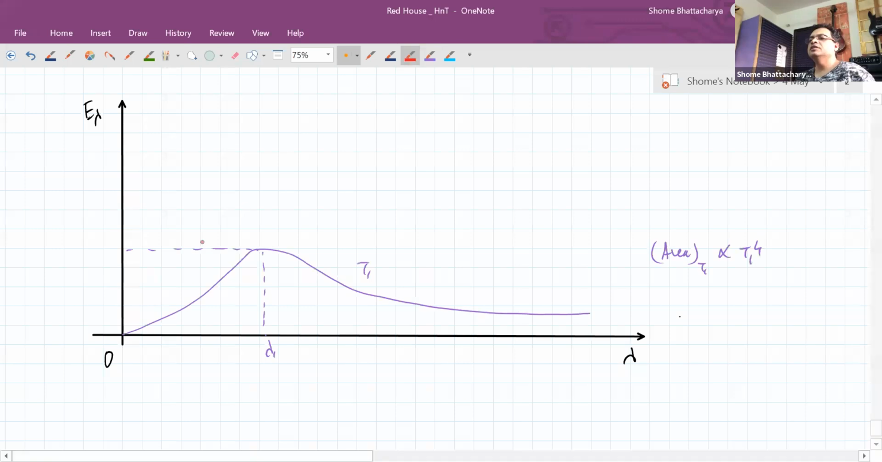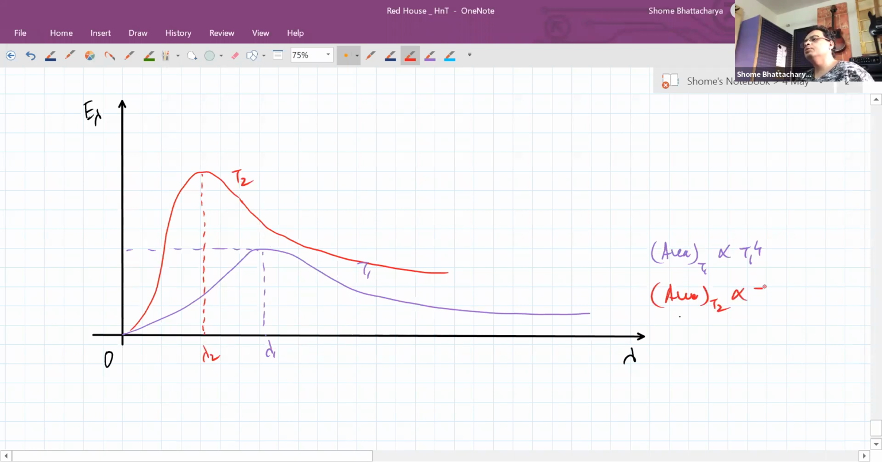Okay. Now, if I increase the temperature, I'll see that the graph actually shifts like this. It shifts in such a way that it cannot cross this graph anywhere. But the shape of the graph changes such that the peak value changes, and also the total area changes now. So the new area at T2 will be proportional to T2 to the power 4. So the ratio of the areas is the ratio of the temperatures to the power 4, but at the same time, lambda 2 by lambda 1 will be equal to T1 by T2.